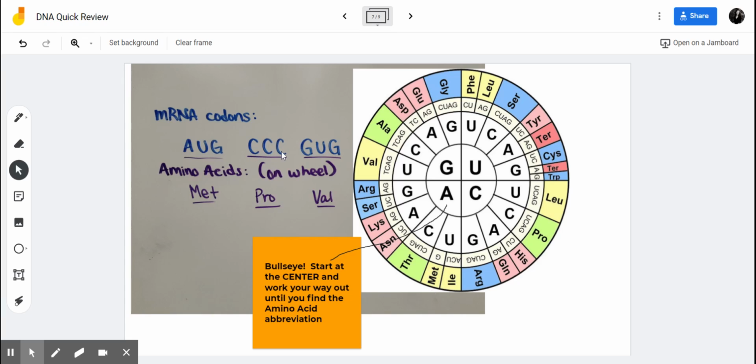Then CCC. C, C, C leads to proline, and proline is going to be our second amino acid ingredient. GUG is our third one, so G, U, G leads to valine, and that's our third amino acid ingredient. And you would just keep going using that exact same pattern. You don't have to do anything with it. If you see the mRNA already, you just feed it directly into this cycle. If you started with DNA, you'd have to do a couple extra steps.